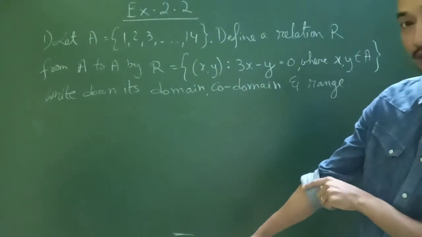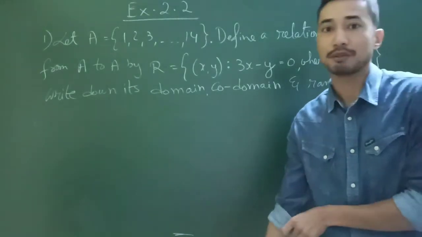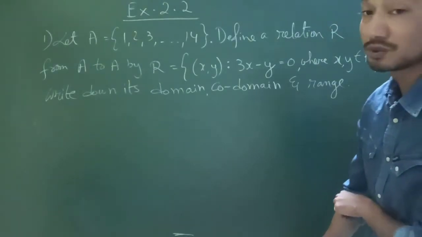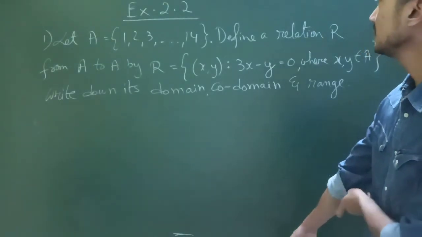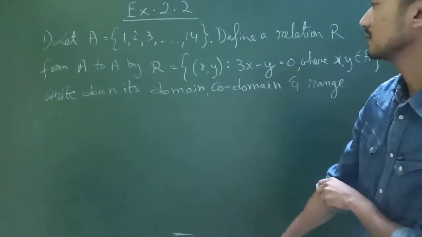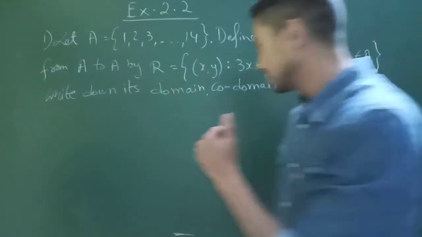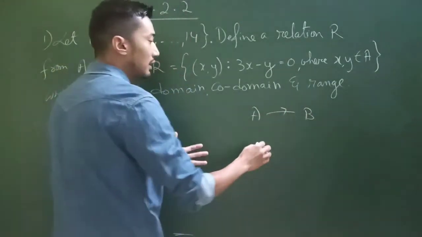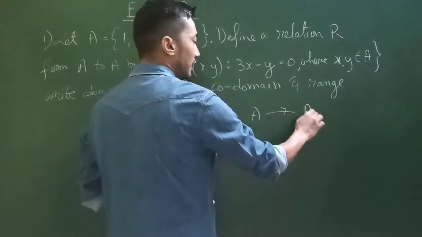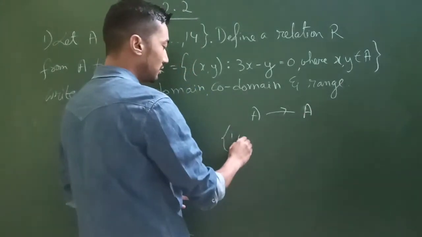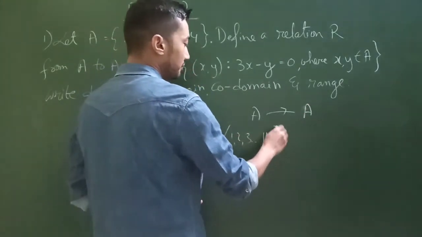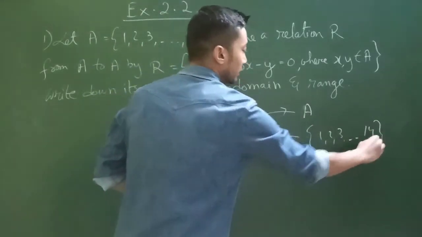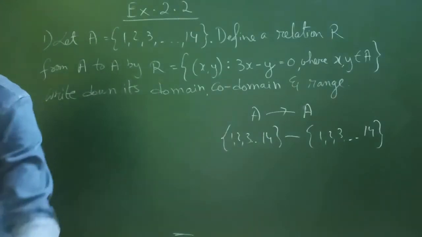I've written a question here. Let's be quick today. Bring down your pen and paper. Let's continue. The set is given. Let A equal to 1, 2, 3, 4 up to 14. Define a relation R from A to A. So the relation is from A to A, and both sets are 1, 2, 3, up to 14.